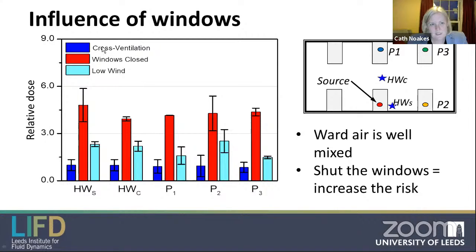And what you can see is when the ward here is an open ward, you've got a fairly uniform distribution between each of the cases, but when you close the windows, you get about a 4-fold increase in the exposure in that setting. So it's giving us a real strong message that the ventilation in that space matters.